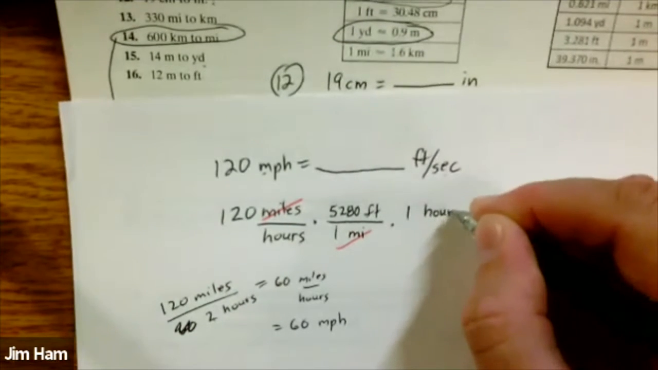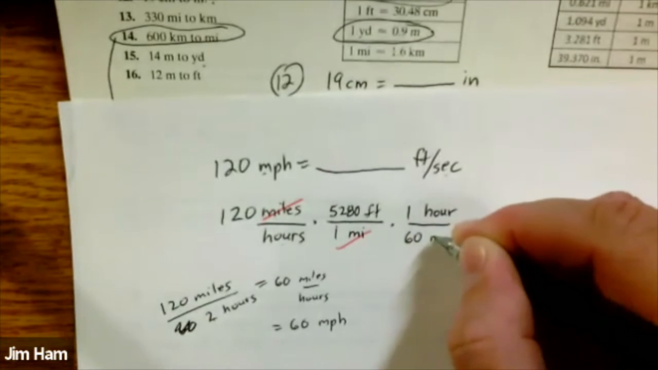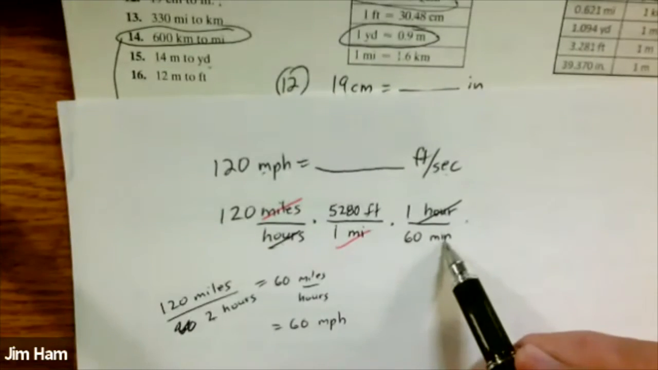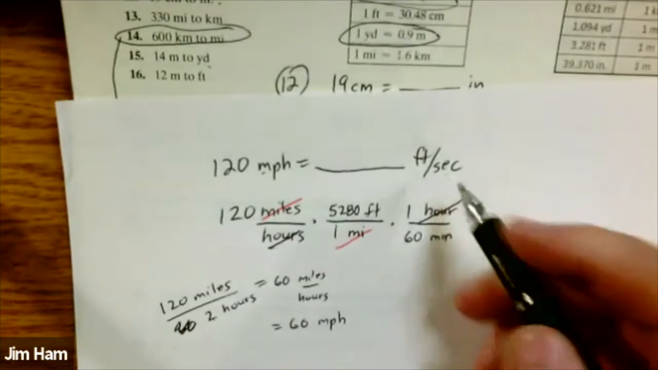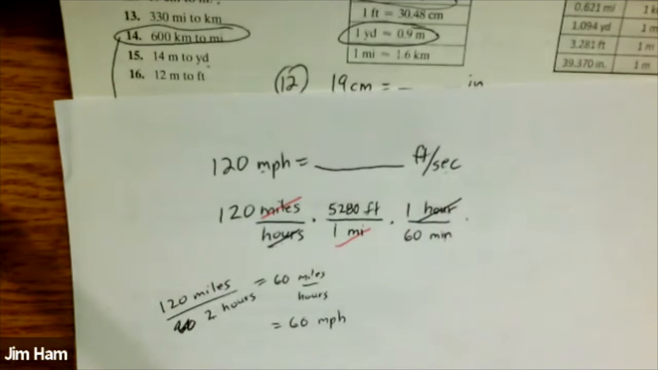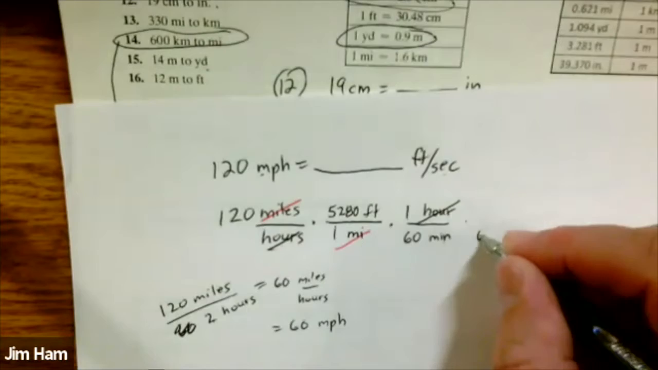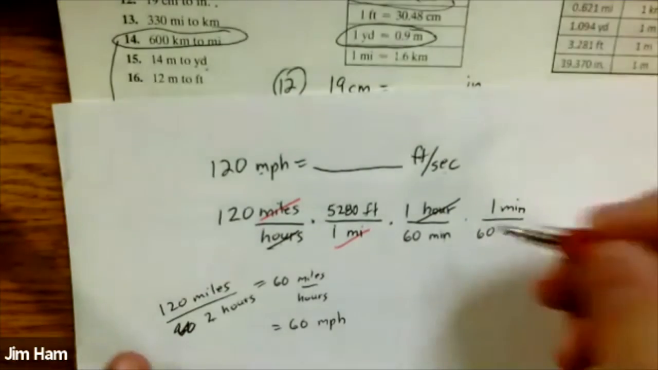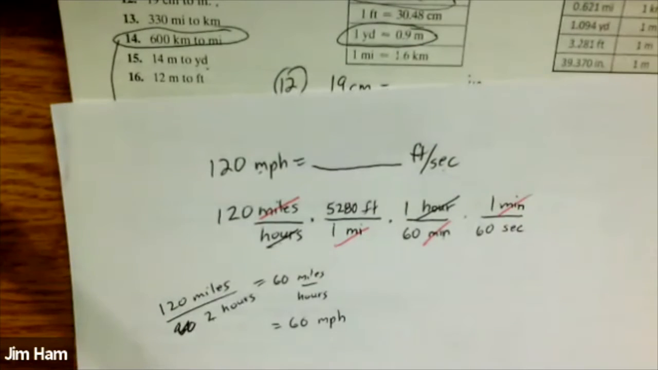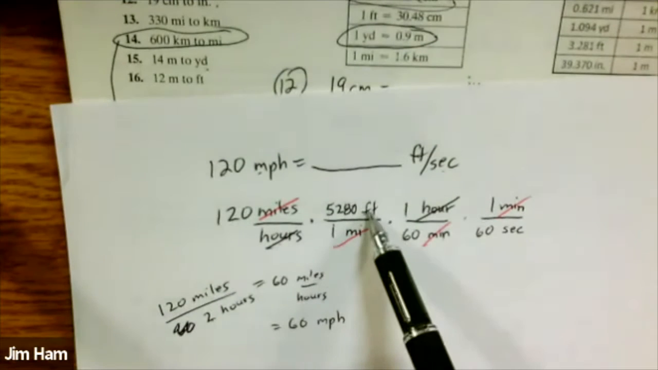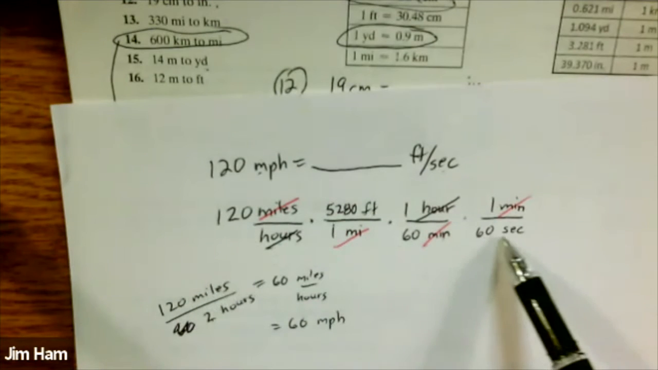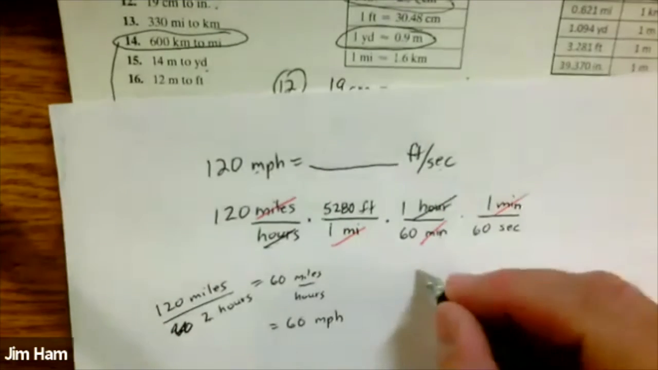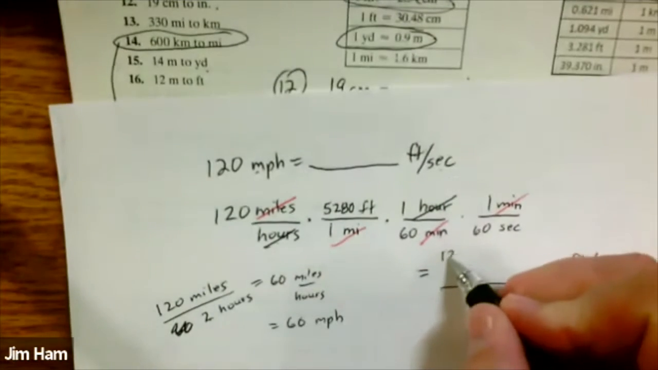So 1 hour is 60 minutes. I know that one. That will cancel the hours unit. That's going to leave us with minutes in the denominator. Well, we want seconds in the denominator. So I know the conversion between minutes and seconds. There are 60 seconds in 1 minute. I'll put the 60 there. So now the minutes unit cancels. The only unit left in the top is feet. And the only unit that has not been canceled in the bottom is seconds. So our answer is going to be in feet per second. All right, so we have to multiply in the top 120.